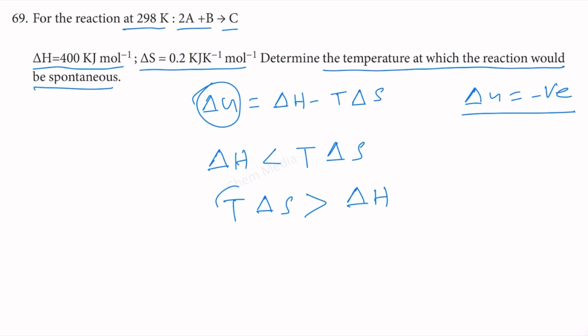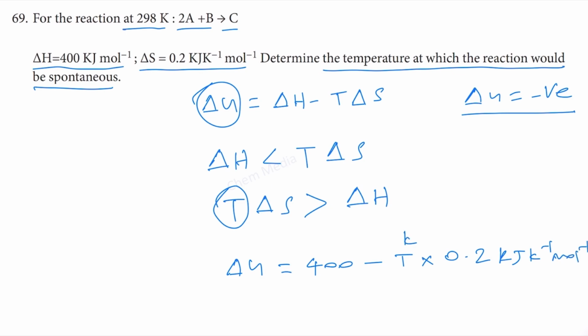So at what temperature can we get delta G negative? Let's put it this way: delta G is equal to 400 minus T, whose value we need to find out, times 0.2 kilojoules per Kelvin per mole. The temperature is in Kelvin, so Kelvin per Kelvin will cancel. This is also in kilojoules per mole.